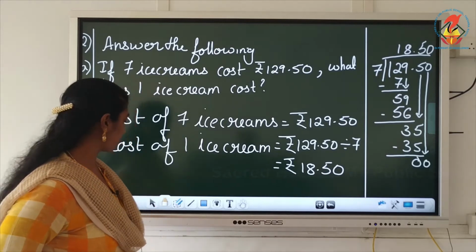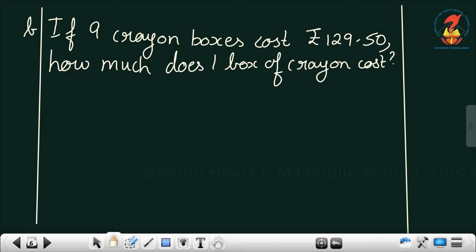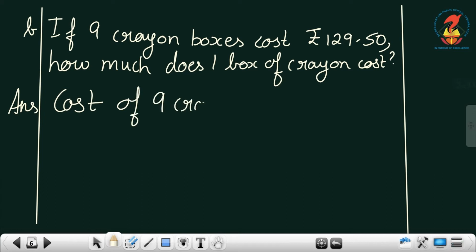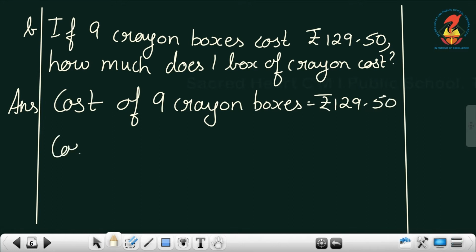Okay. Next question. If 9 crayon boxes cost rupees 129.50, how much does 1 box of crayon cost? Same, isn't it? 9 crayon boxes cost rupees 129.50. How much does 1 box of crayon cost? So write the statement. Cost of 9 crayon boxes, that is equal to rupees 129.50.